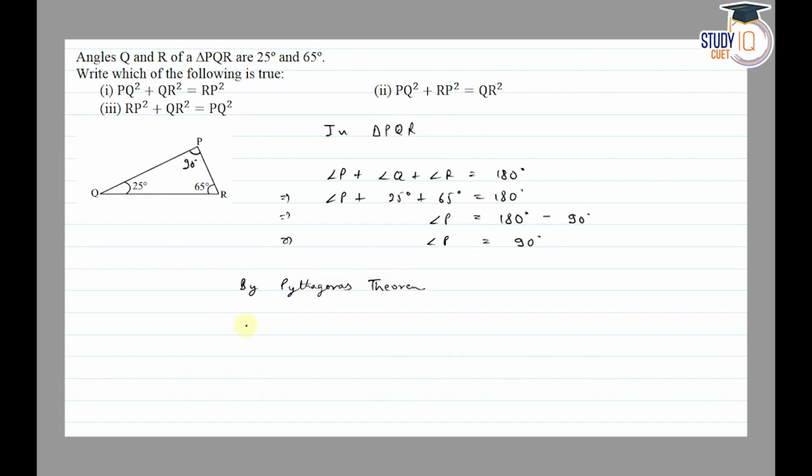hypotenuse square, meaning QR square, is equal to perpendicular square plus base square. So our statement will be QR square is equal to PQ square plus RP square. Statement second is true. Thank you.